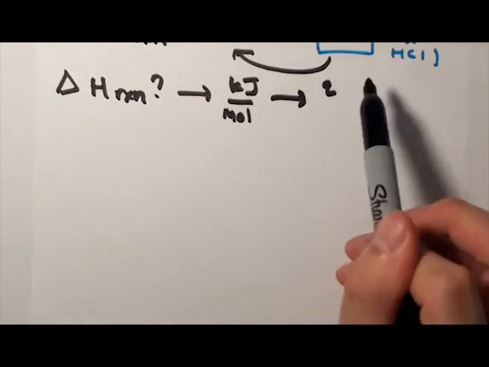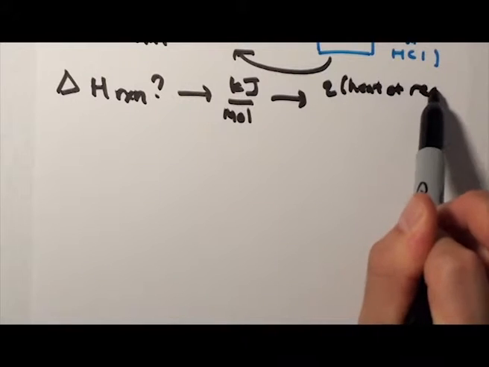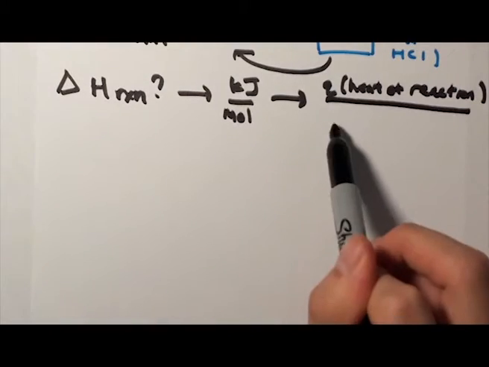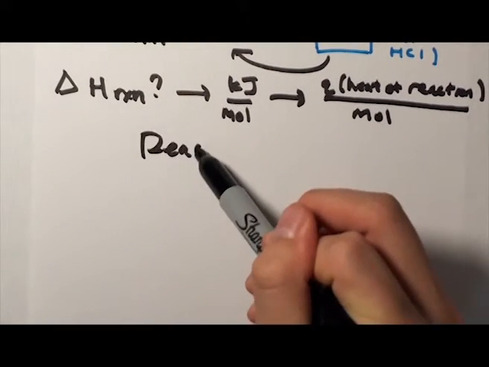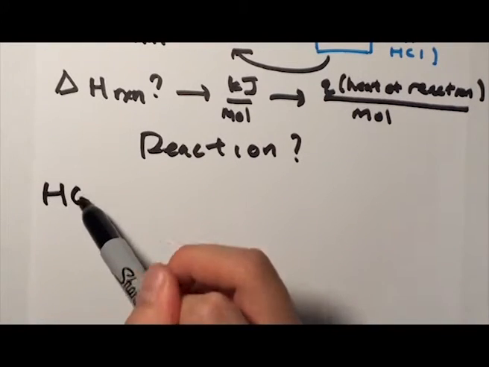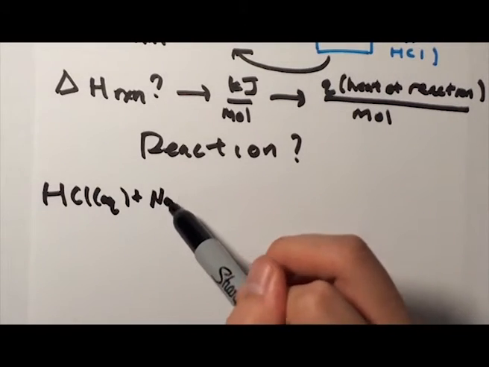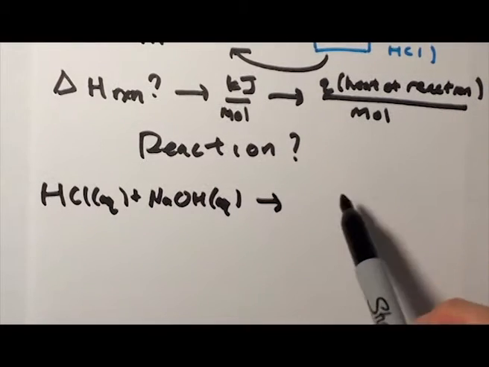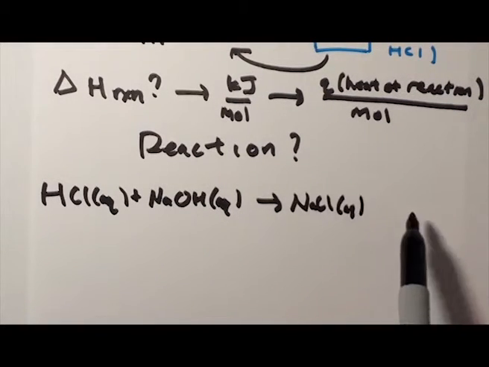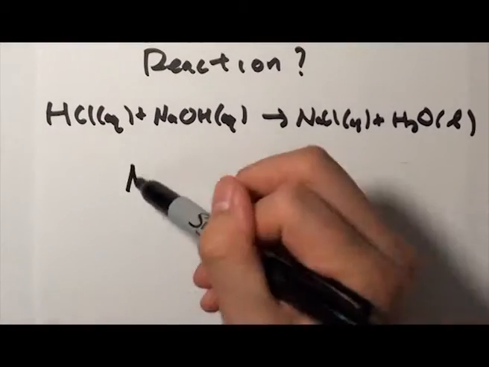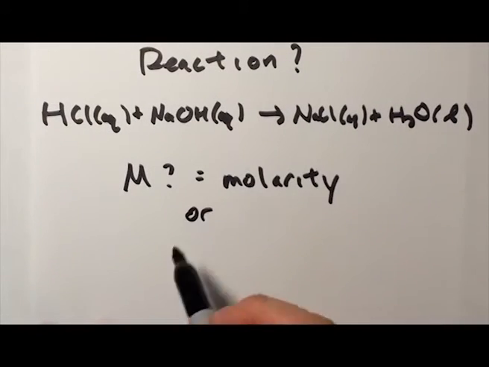We can calculate the enthalpy of the reaction by measuring the Q, or heat of the reaction, divided by the moles of the system. The chemical equation for this reaction is hydrochloric acid combined with sodium hydroxide produces sodium chloride and water. Molarity is expressed in units of moles per liter.